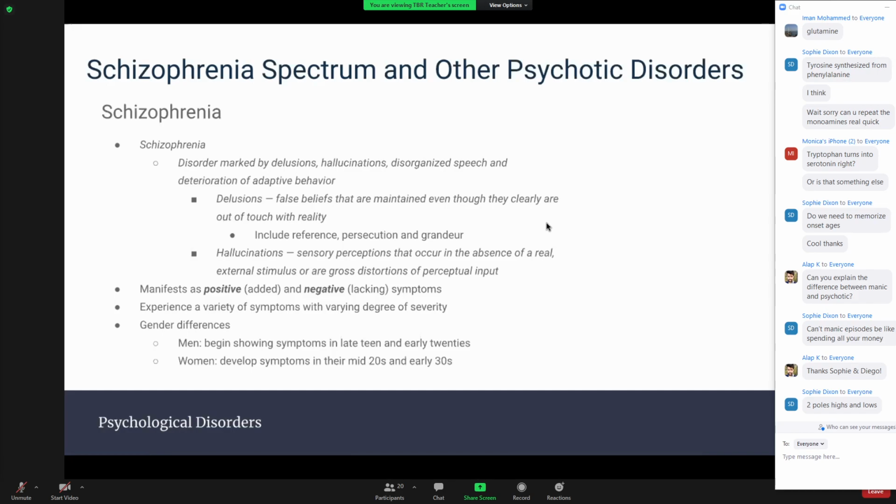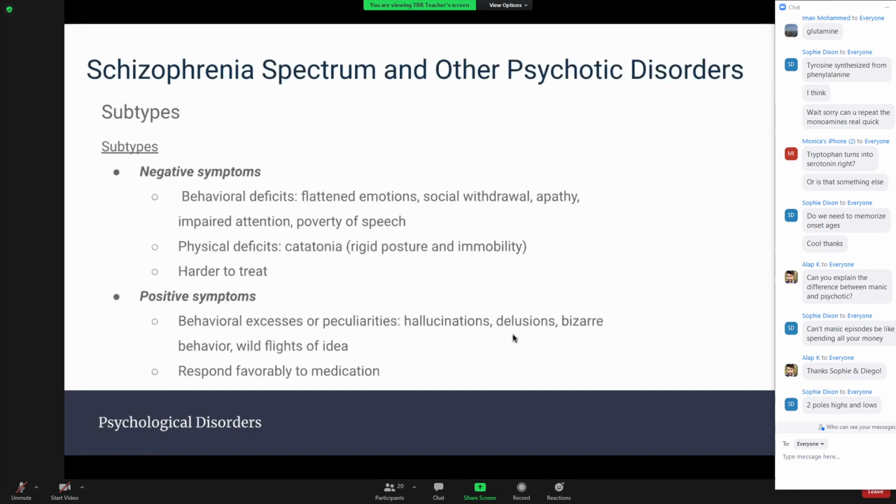And this is not to equate in the subjective way that positive is good and negative is bad. Instead, positive is adding and negative is taking away. And there's gender differences. Men begin showing these in late teens, whereas women tend to show this later than men do. So just remember that it's men earlier, women later.